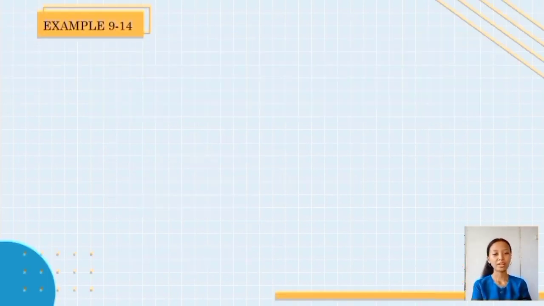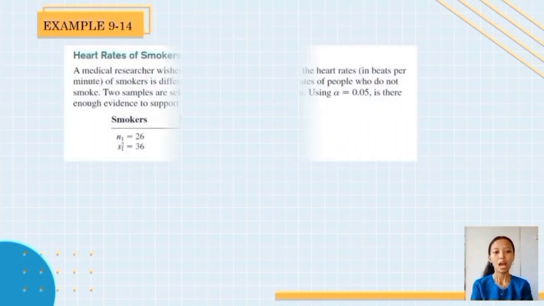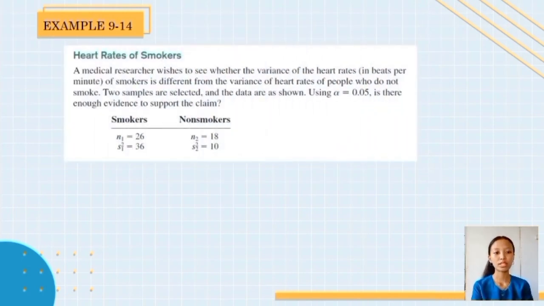Now let's have an example. A medical researcher wishes to see whether the variance of the heart rates in beats per minute of smokers is different from the variance of heart rates of people who do not smoke. 2 samples are selected and the data are as shown. Using a significance level of 0.05, is there enough evidence to support the claim?